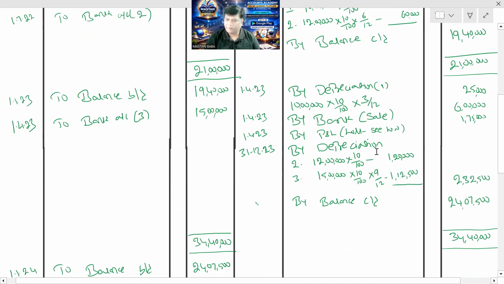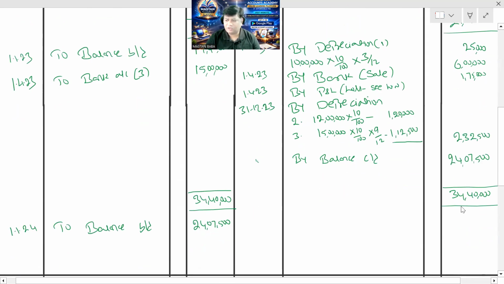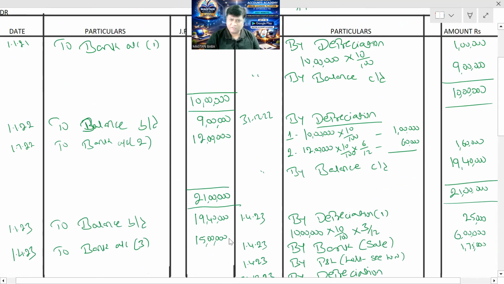Again, what I did by depreciation. Which motor vehicles were there with us as of now? First or second or third? Second and third. So we have calculated depreciation for the second and third only. Second machinery is 12 lakhs, utilized for the full year, 10 by 100, 1,20,000. Third one has been utilized for only 9 months: 15 lakhs into 10 by 100 into 9 by 12, 1,12,500. Together it comes to 2,32,500. And the debit balance is 34,40,000, and deducting all these credit balances, you will get 24,07,500. Our second and third motor vehicle value as on 1/1/24 is 24,07,500. So this is the presentation of the answer.